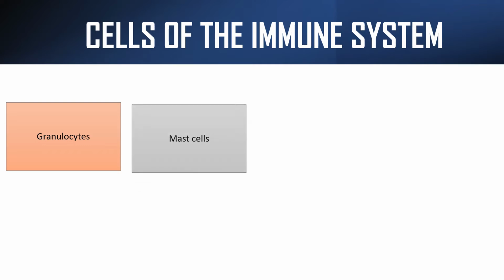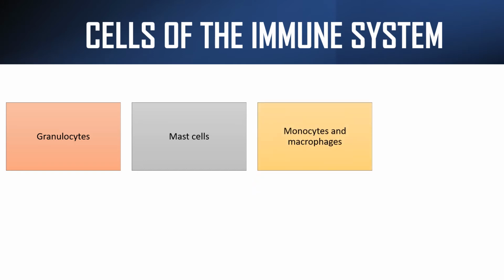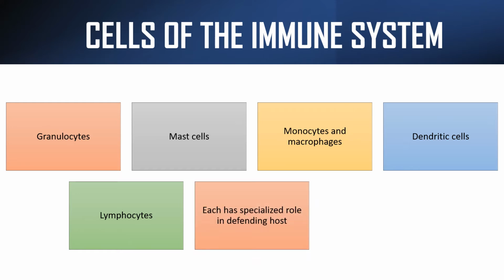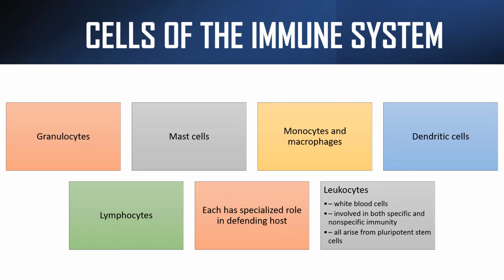Starting with the cells of the immune system. We're going to name the main cells of the immune system first, and then we're going to look at each one in detail separately. So the first cell is called granulocyte. Then we have mast cells, monocytes and macrophages, dendritic cells, lymphocytes, each has a specialized role in defending the host. And then we have leukocytes, known as white blood cells, which are involved in both specific and non-specific immunity. All arise from the pluripotent stem cell.